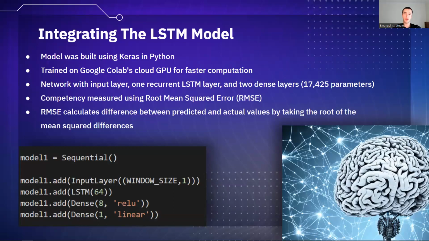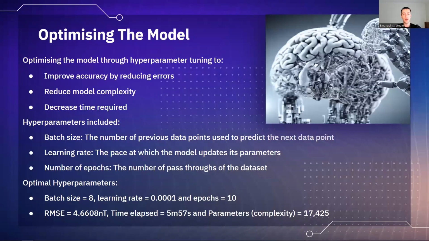Upon integrating the model into our code, we set out to improve it. We optimized the model through hyperparameter tuning. This involved manually adjusting parameters that are not learned during training, such as the batch size, the learning rate, and the number of epochs. We aim to improve the accuracy, complexity, and time cost of the model. The accuracy was measured using the RMSE value. The complexity of the algorithm was reliant on the number of parameters, and the time cost was the time taken to train the model.